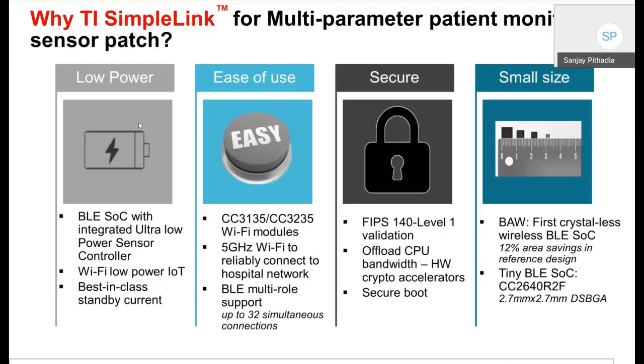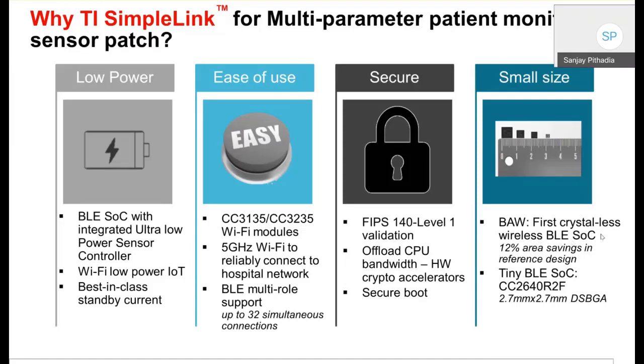So we have ultra low power, low energy Bluetooth devices. We have Wi-Fi modules. We have devices which can do both Bluetooth and Wi-Fi. It's called dual band devices. The devices are very secure, with FIPS 140 level 1 validation, and there are newer devices available with crystal-less operation.